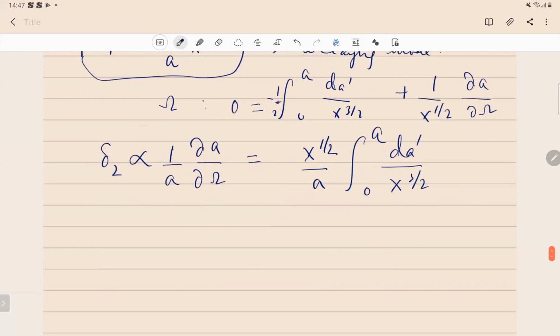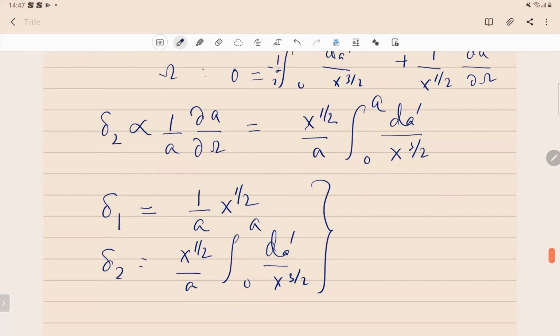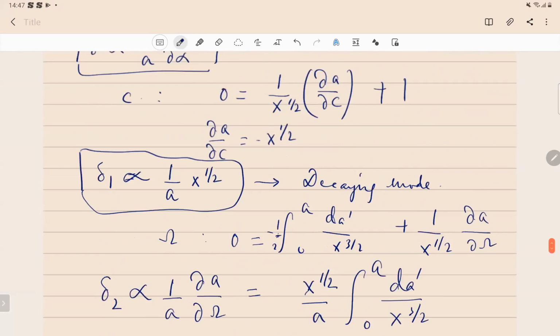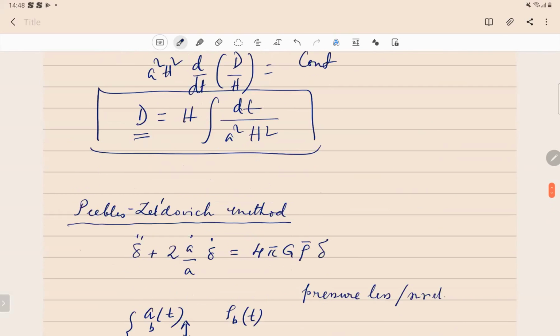So you have these two solutions, delta 1, which is 1 by A x to the power half, and delta 2, which is x to the power half by A, and then 0 to A dA by x to the power 3 by 2. Great. So exactly the same answer. This is nothing but h, and this is h times the integral. You can convert it to dt, so you get exactly the same thing that we got in the morning, dt by a square h square.